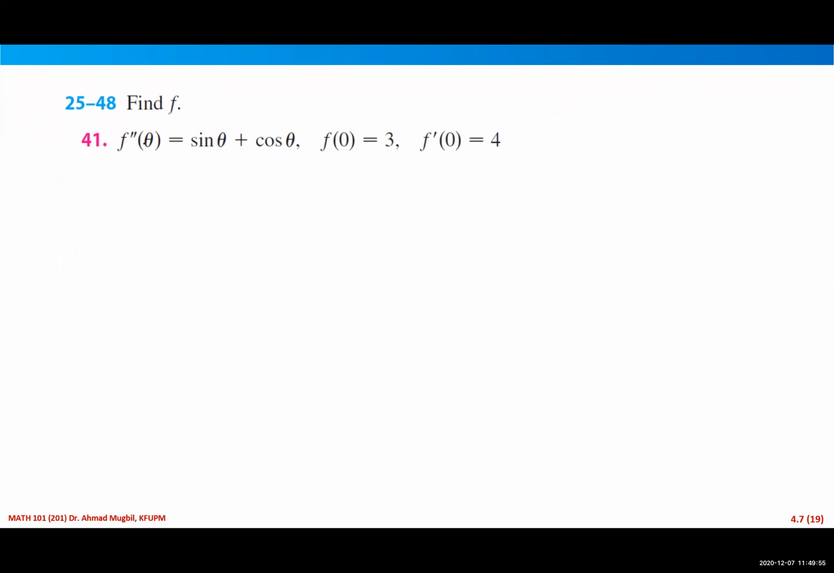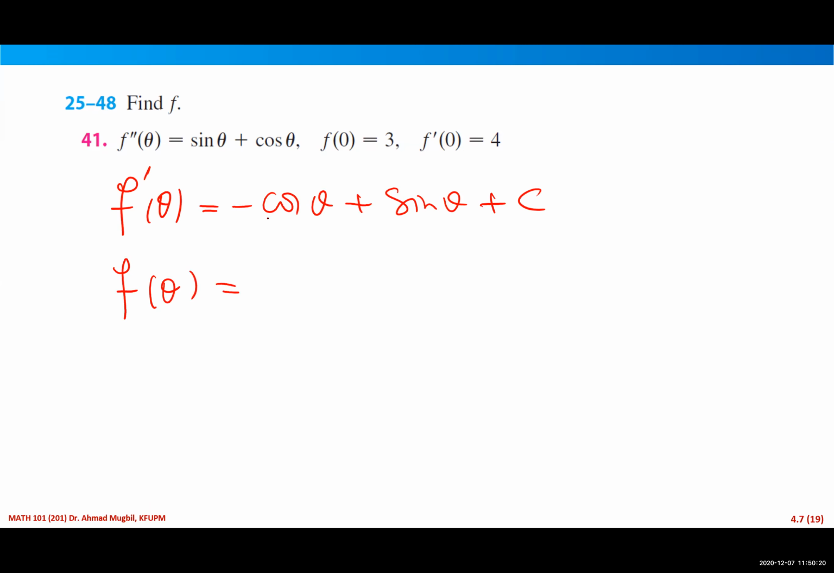The same here, you have a second derivative, ya Shabab, double derivatives. This is an important one. So you will find the first derivative, which is the antiderivative of the second. So this will be negative cosine. The antiderivative of sine is negative cosine, plus the antiderivative of cosine is sine, plus a constant. Then if you want to find the function itself, repeat the process. Find the antiderivative of the first derivative.